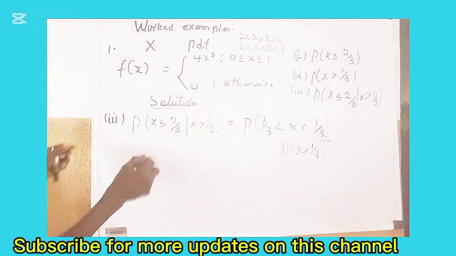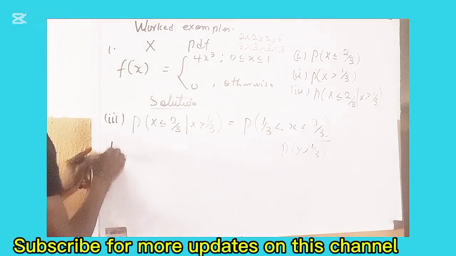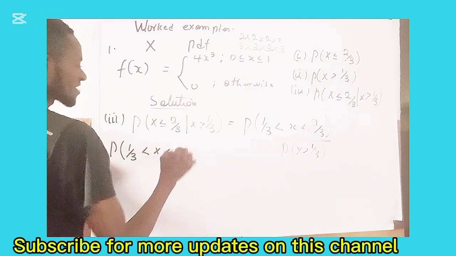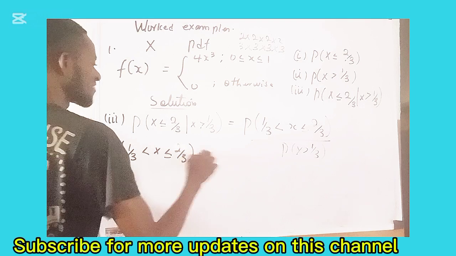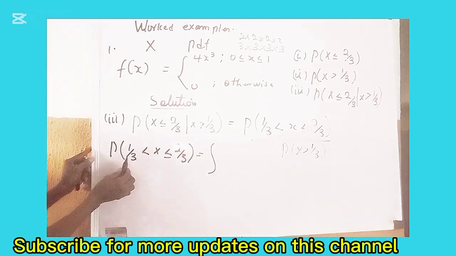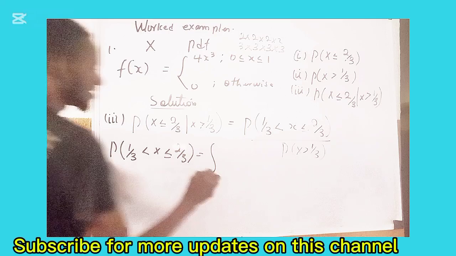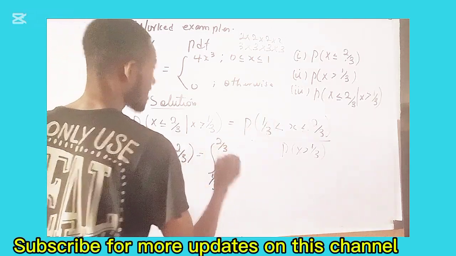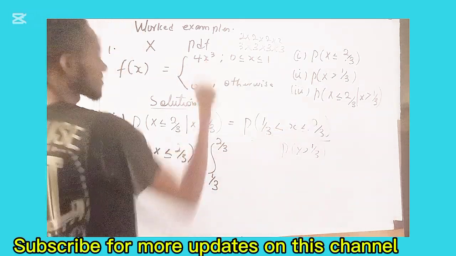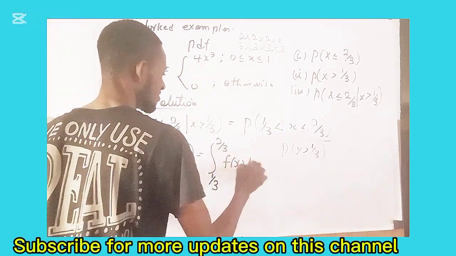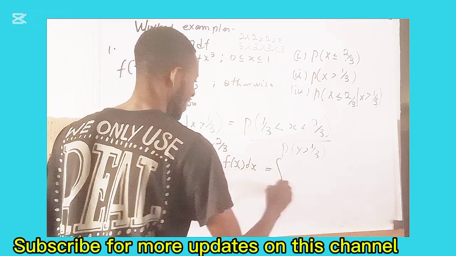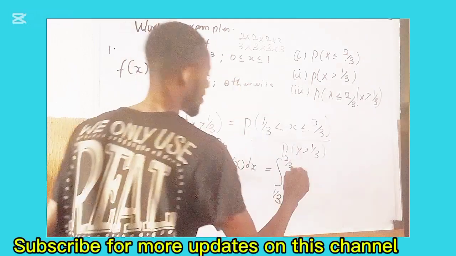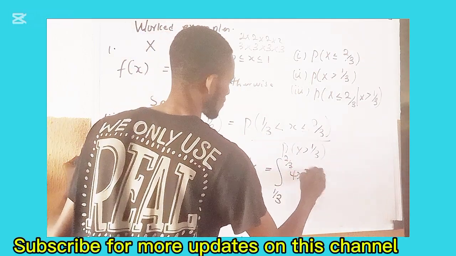Our numerator here is the probability that 1 over 3 is less than x, which is less than or equal to 2 over 3, given as an integral. You are going to start from here and end from here. So you have the integral from 1 over 3 to 2 over 3 of our f of x, so we have f of x dx. This thing is now the integral from 1 over 3 to 2 over 3 of 4x raised to power 3, sorry, dx.